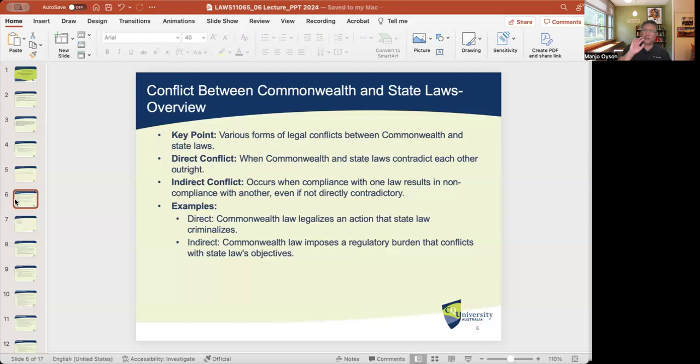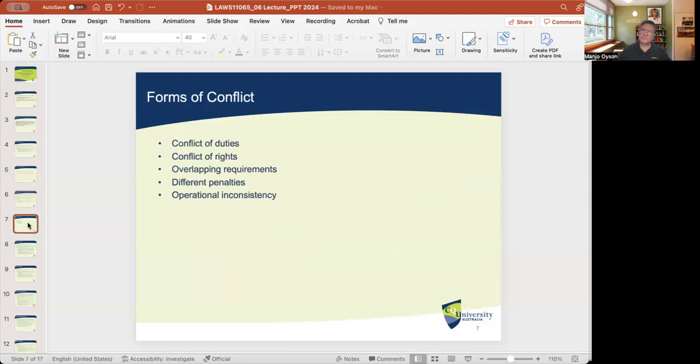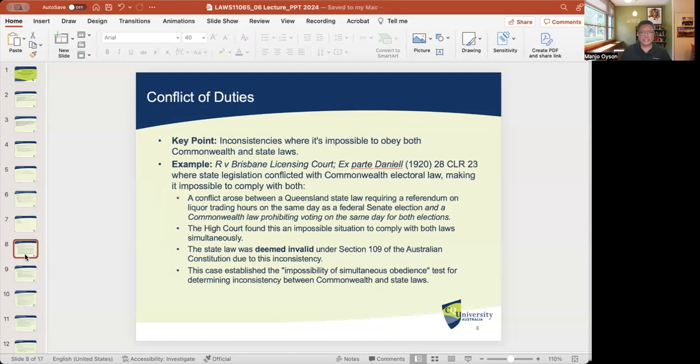So on the one hand, we're dealing with direct conflicts and indirect conflicts, but we're also going to be moving now to a discussion of the forms of conflict. So when we talk about a conflict of laws between the laws passed by the Commonwealth Parliament and state parliaments, those conflicts can arise in relation to duties, and we're going to be looking at examples in a short while. It can be in relation to conflicts of rights. It could also be in relation to overlapping requirements, different penalties, and operational inconsistency. So let's have a look now at some of these conflicts.